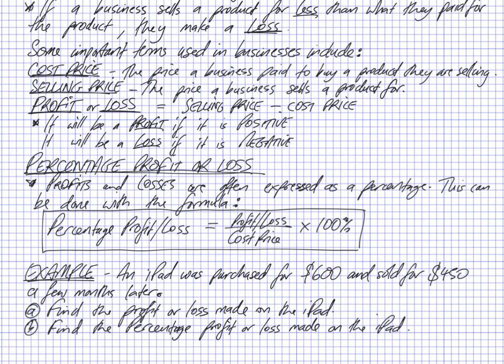You notice that if the cost price is bigger than the selling price, then it's going to be a loss and you'll get a negative number. But if your cost price is smaller than the selling price, you're going to get a positive number, you're going to make a profit. So that's what all businesses want to do. They want to make a profit.